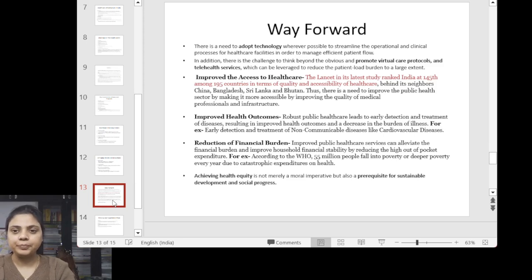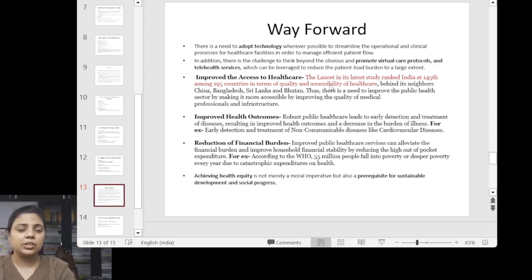Apart from that, this is the way forward which I have provided here. What we need to do is adopt technology and improve access to healthcare. And this lesson, you can use in your mains answer writing. India has been ranked around 145th among 195 countries in terms of quality and accessibility of healthcare. That is one gray area, and we need to focus on it. We are lagging behind our neighboring countries also. We have to focus on improving health outcomes, like early detection and treatment of non-communicable diseases.